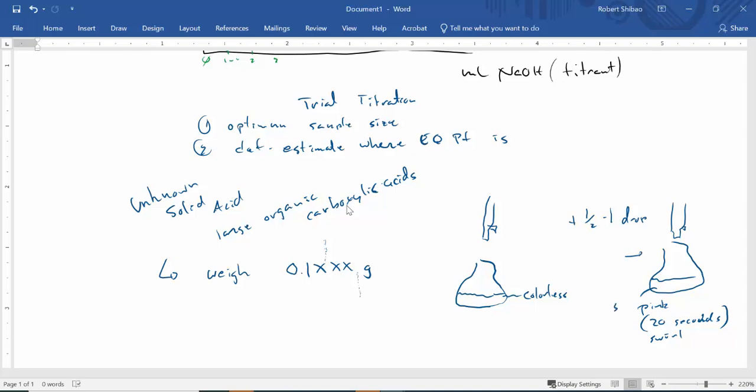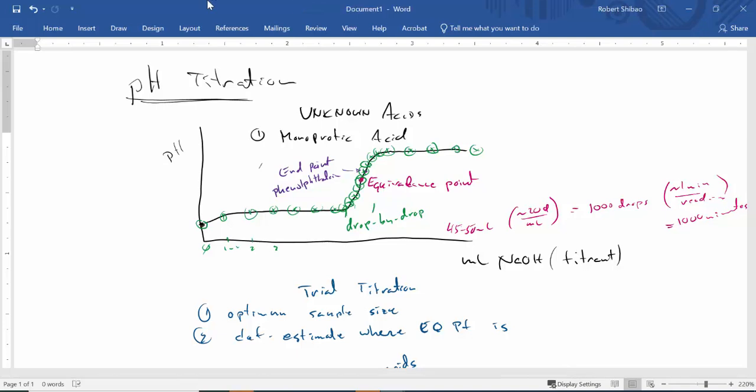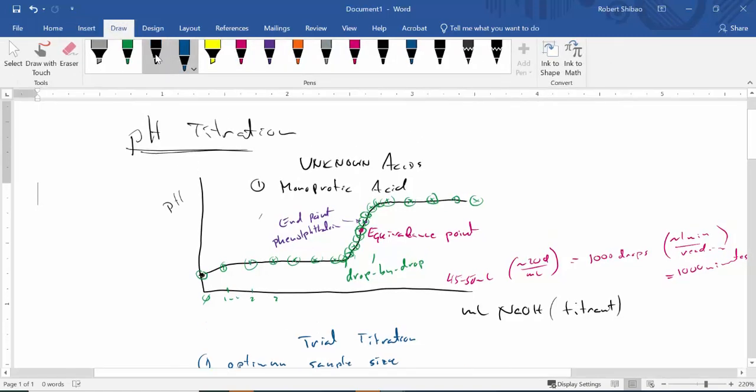So stay pink for 20 seconds with swirling. If it fades and goes back to colorless, no problem. We'll just call that endpoint. All right, and so our target for the equivalence point, what we'd like to do is have the equivalence point come in at about 35 milliliters here.